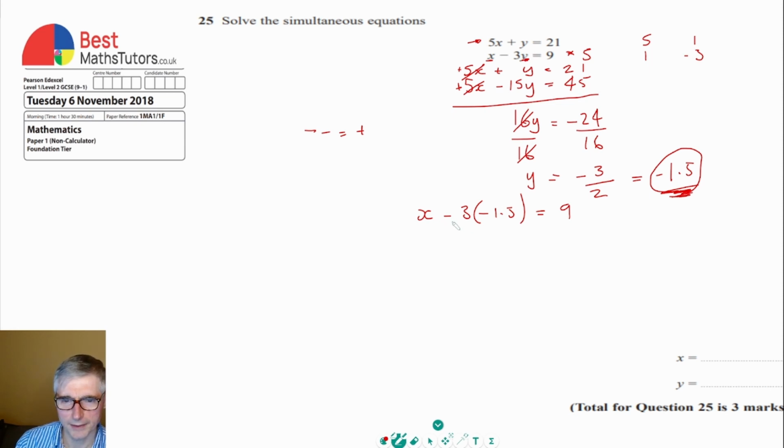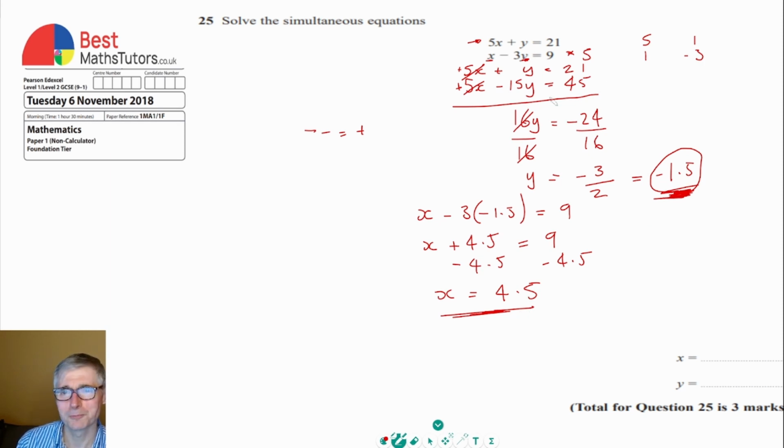Then if I multiply out that bracket, I end up with x, and then -3 times -1.5 is going to give me +4.5, and that's equal to 9. So what I end up with, if I take away 4.5 from both sides, is x equals 4.5. So I've actually done the question now. I've found the values of both x and y.